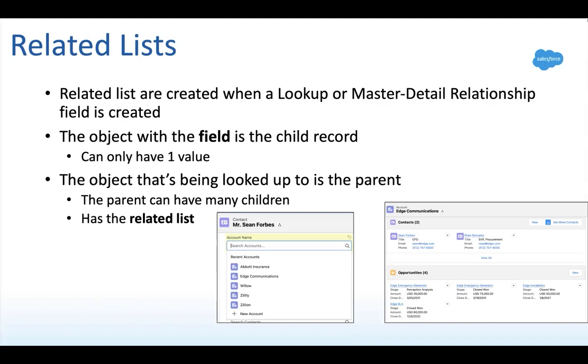Now, on the contact side, I have a field which will hold one value. So the child record is the contact. The parent record is the account. So the parent record is the one that can have several related records. The child record is the one that has the field and it can have one value.